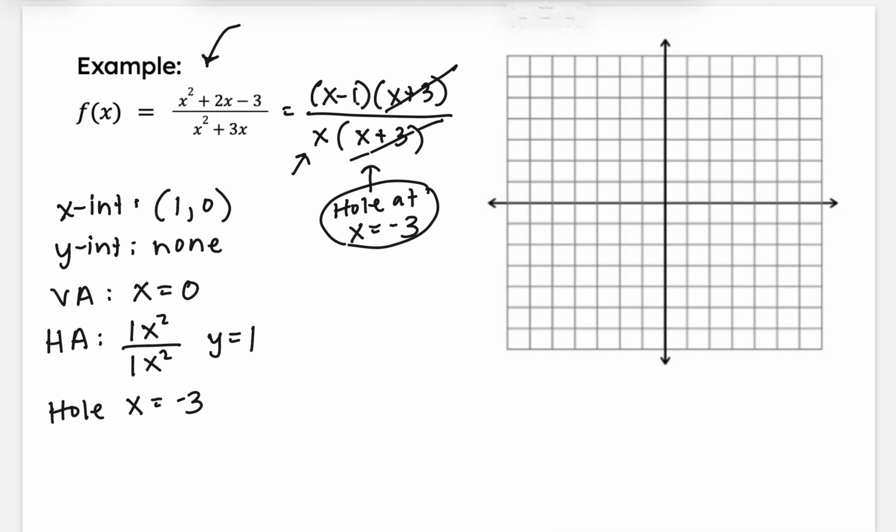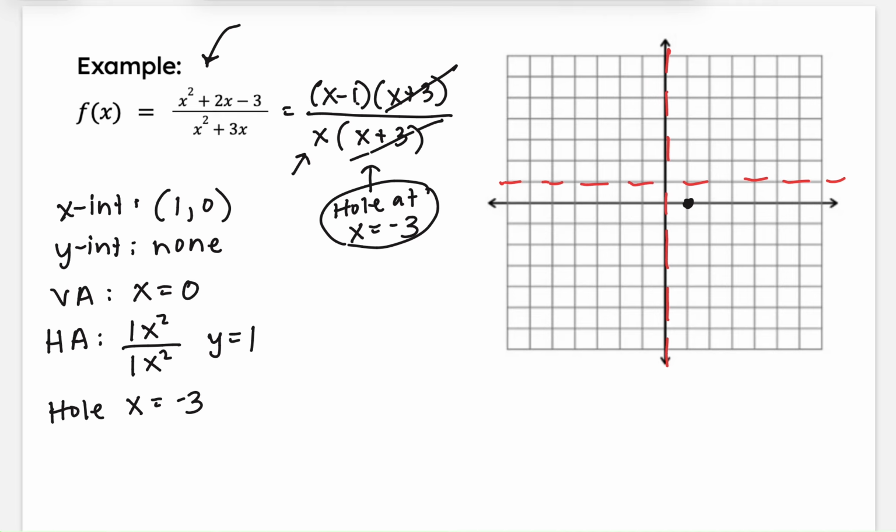Okay, so I'm going to start with my asymptotes. So my vertical asymptote is at x equals 0. So that's right there. My horizontal asymptote is at y equals 1. I'm going to plot a point, my x-intercept at 1, 0. Okay, and then that's all I have. So other than I know there's a hole.